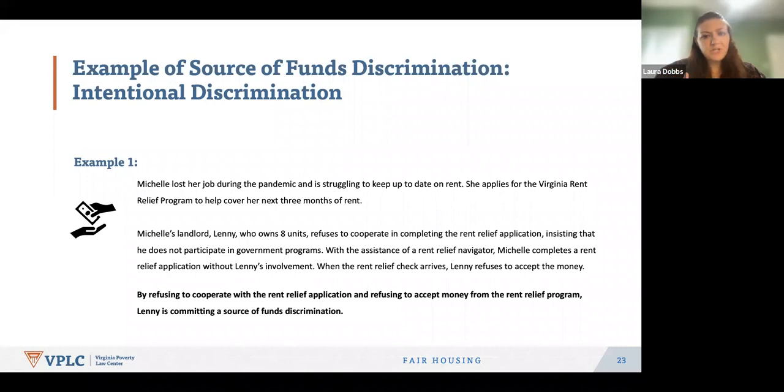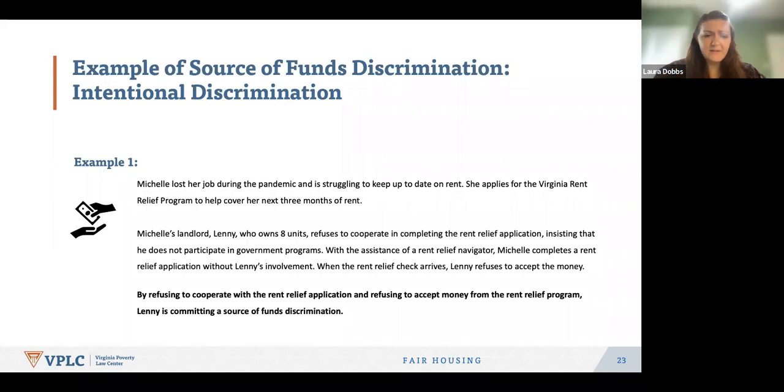So here's an example. Michelle lost her job during the pandemic and she is struggling to keep up on rent. So she applies for the Virginia Rent Relief Program to cover the next 3 months of rent. Michelle's landlord, Lenny, owns 8 units, so he doesn't fall under that exception. However, he refuses to cooperate in completing that rental application, insisting that he doesn't participate in government programs. Nonetheless, with the help of a rent relief navigator, Michelle is able to complete a rent relief application without Lenny's involvement. However, when the check arrives, Lenny refuses to accept the money.